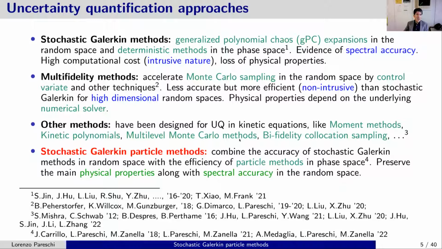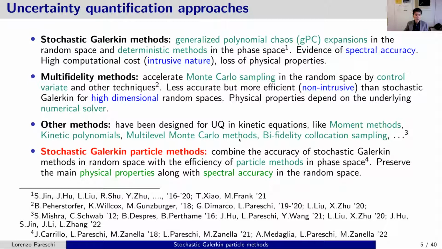And then the last kind of approach I'm going to present here is transversal to these classical traditional approaches. The idea of this stochastic Galerkin particle method is essentially to combine the accuracy of a stochastic Galerkin projection in the random space with the efficiency of a particle method in the phase space. We know that in many kinetic equations, particle methods play a dominant role. And this is not only for kinetic equations, but in different fields where the use of particle methods is highly popular, thanks to the flexibility that particle methods have in dealing with boundary conditions, high dimensional problems, keeping the whole physics of the process in the approximation.